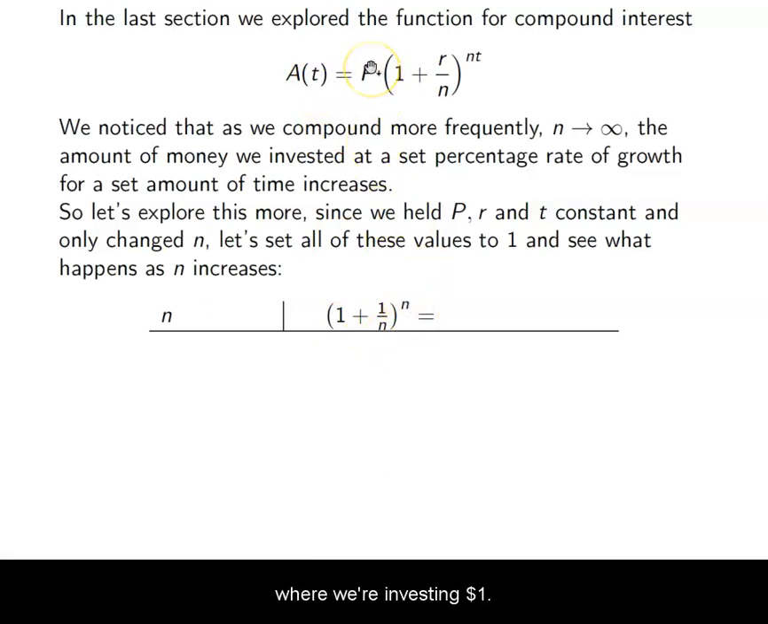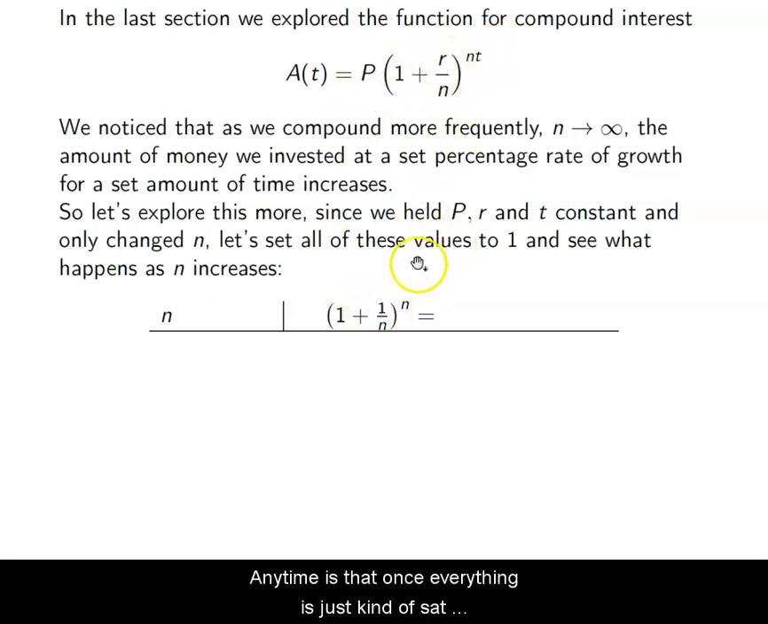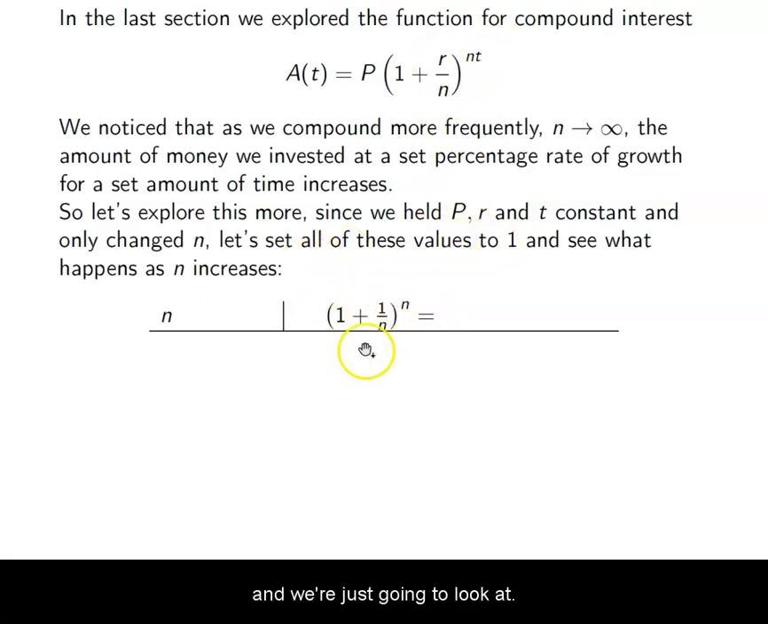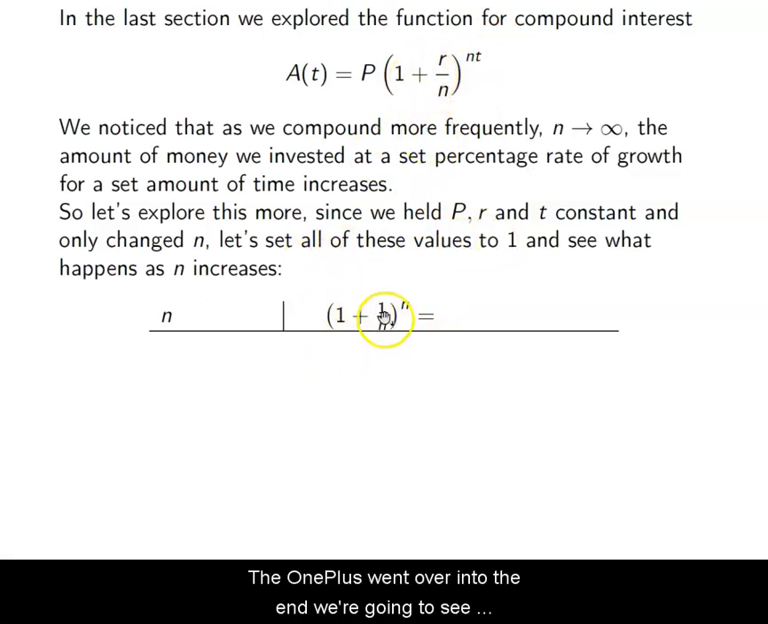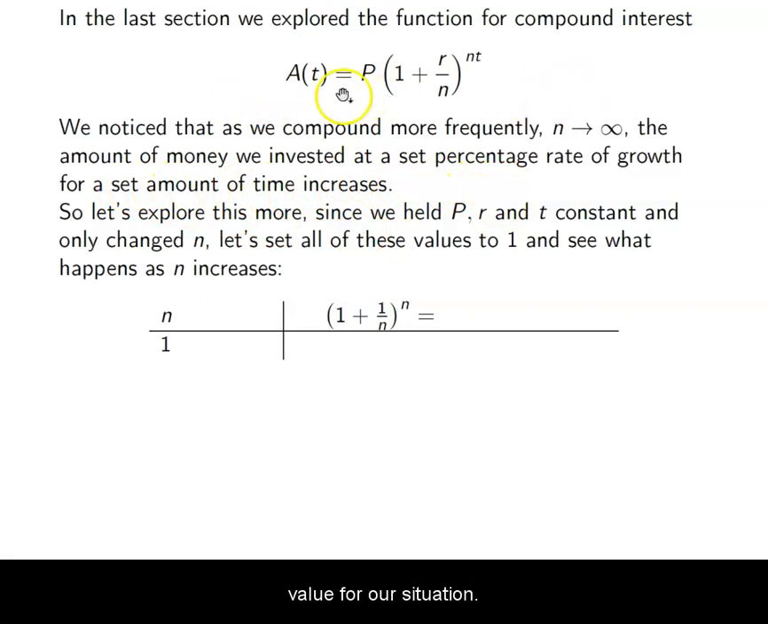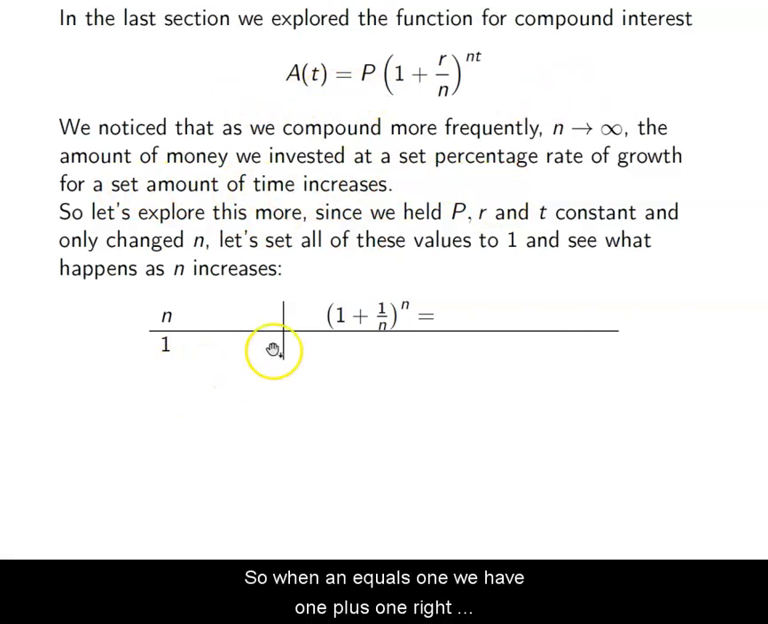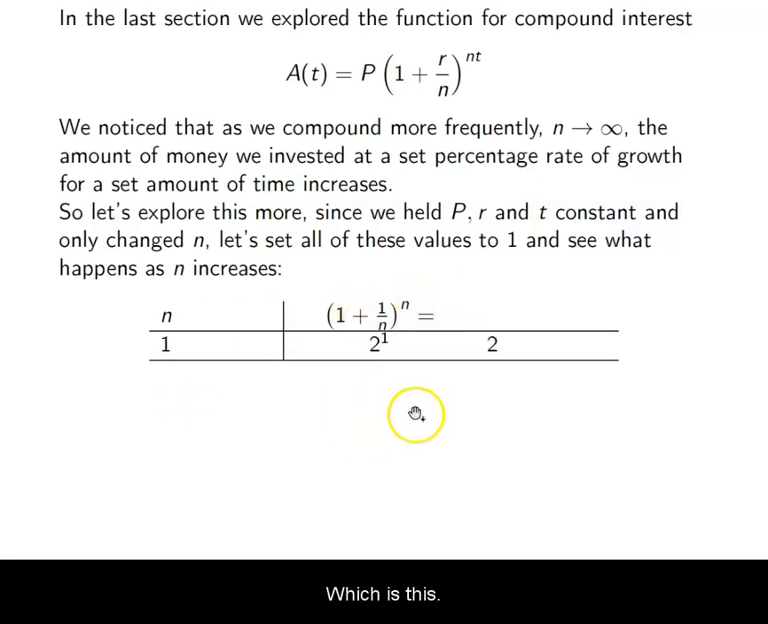So we're saying we're investing $1 at a rate of 100%, I guess would be the case, and the time is 1. Everything is set, and we're just going to look at 1 plus 1 over n to the n. We're going to see what this does as n increases, because as n was increasing before, we approached a singular value for our situation. When n equals 1, we have 1 plus 1 over 1, which is 1 plus 1, so 2 to the first power, which is just 2.